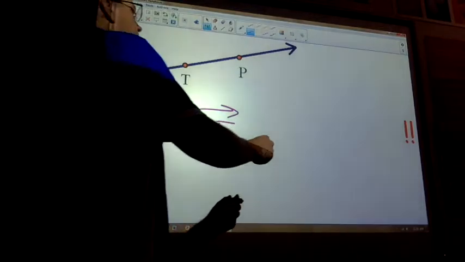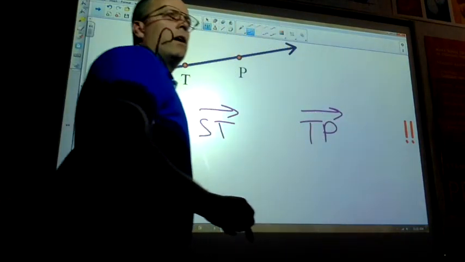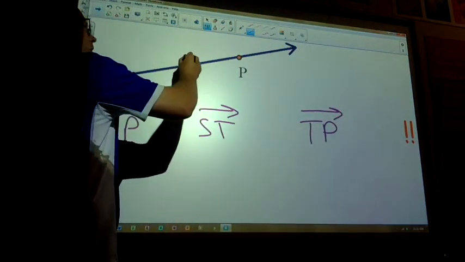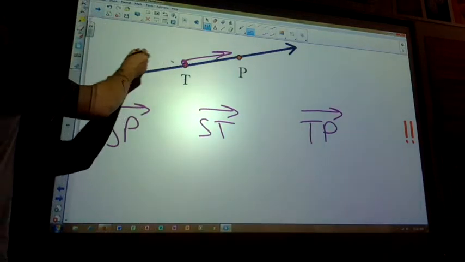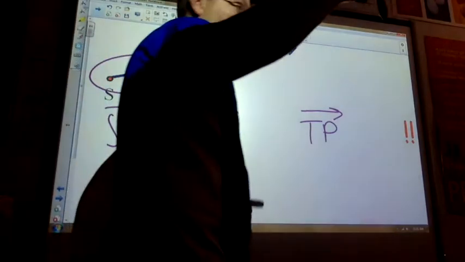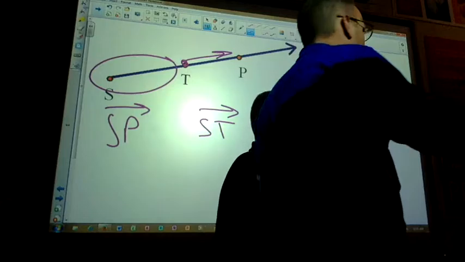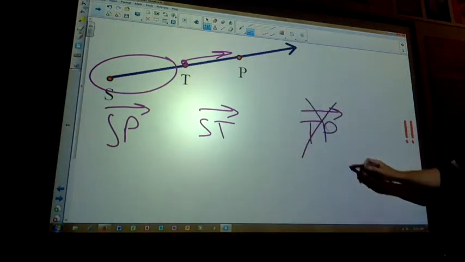TP. TP, I agree with you, is a ray, but TP is going to start here and go there. And if you want to name the whole thing, you have to incorporate that section. Though I 100% agree that TP is a ray, it does not define the entire ray that we're talking about on this problem. Okay?